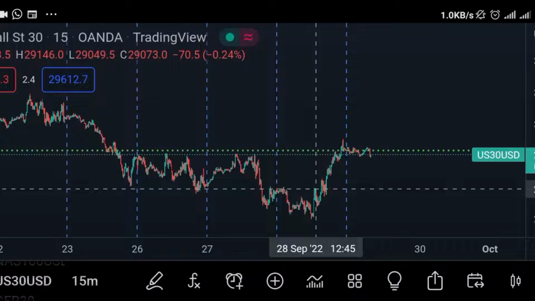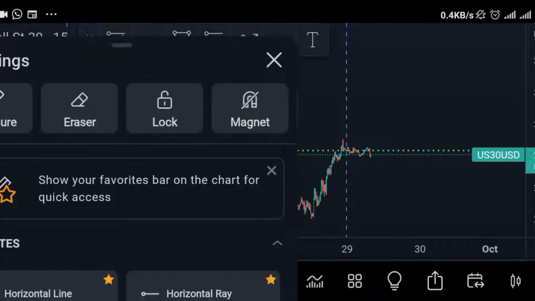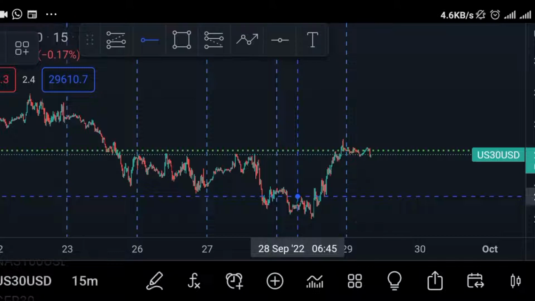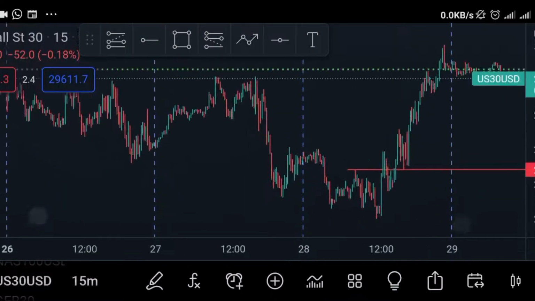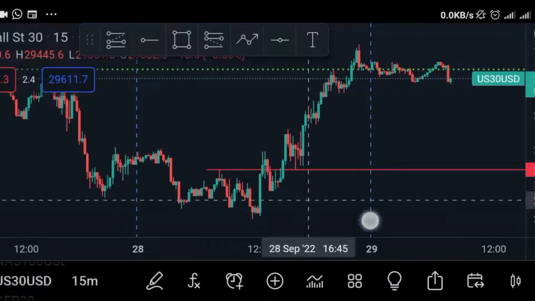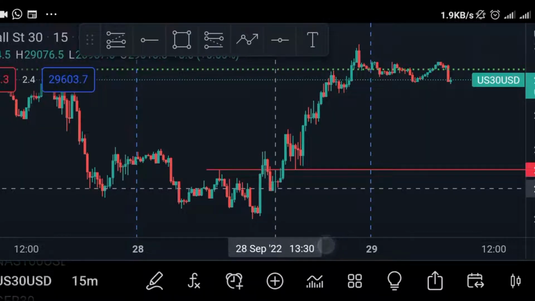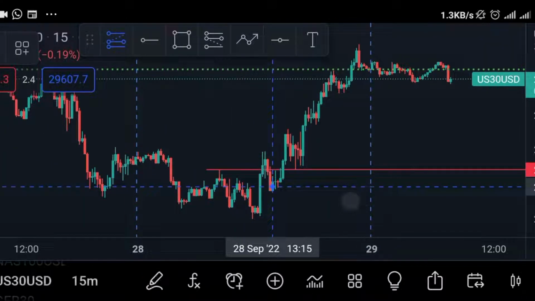Others call it a change of character, others call it break of structure, others call it change of trend. You highlight there that price broke the previous lower high to make a higher high. So we already know that we're expecting an uptrend now. When price makes a higher high like this one, we know that we want a higher low. From that higher low, we know that's where our entries will be. That's how I came about yesterday's trade on US30.